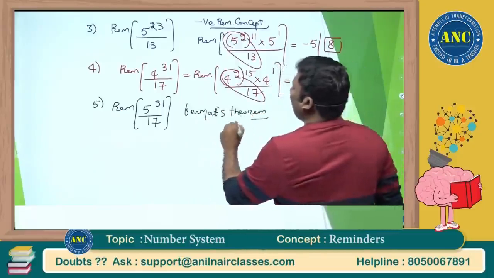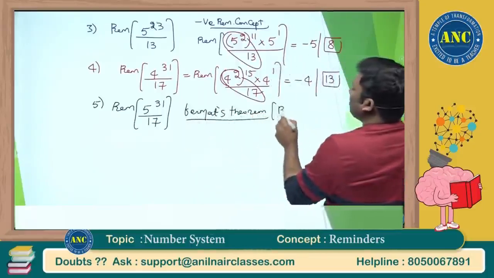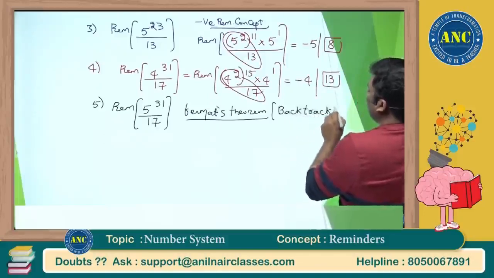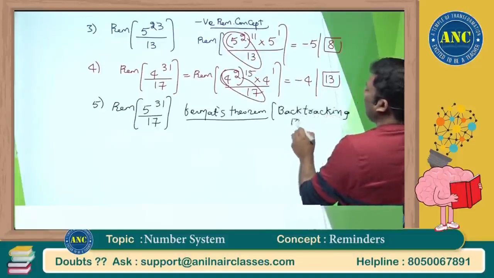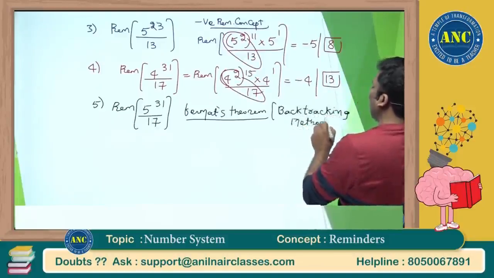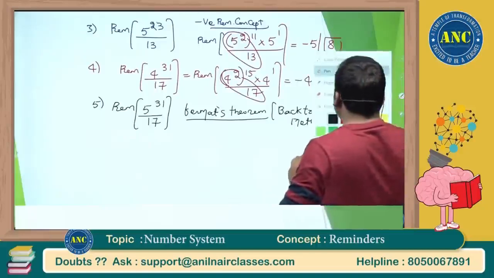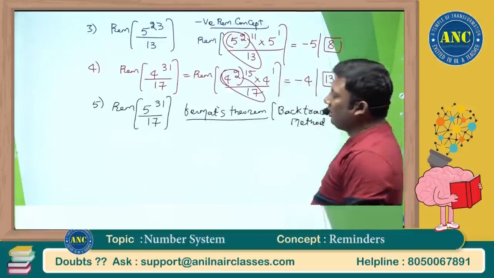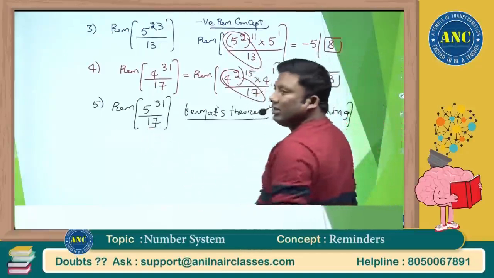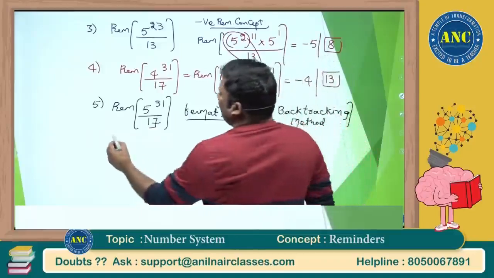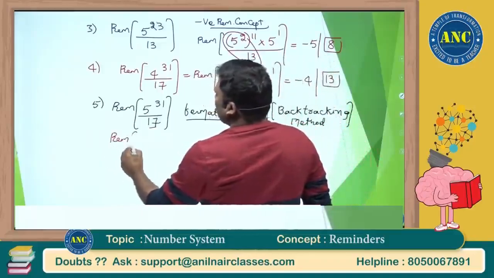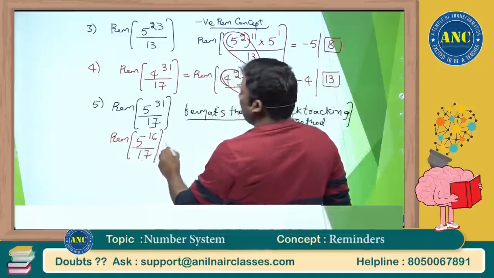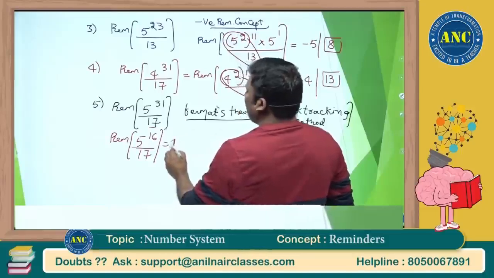How will the theorem be helpful? Let us see. Yesterday in Euler's theorem, we saw the backward approach, most popularly called the backtracking method. Backtracking means you determine the known, and from that known you determine the unknown. 5 power 31 by 17. Because the denominator is 17, the numerator power can be 16. So 5 power 16 divided by 17 is 1, according to Fermat's theorem.